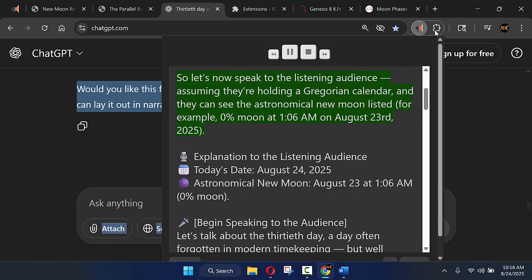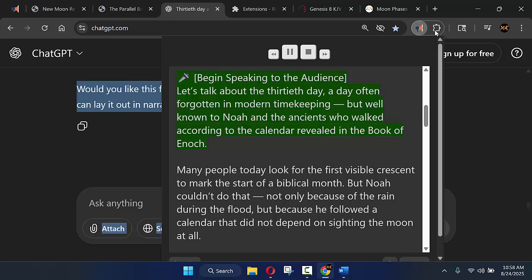So let's now speak to the listening audience, assuming they're holding a Gregorian calendar, and they can see the astronomical new moon listed, for example, 0% moon at 1:06 a.m. on August 23, 2025. Explanation to the listening audience: today's date, August 24, 2025. Astronomical new moon, August 23 at 1:06 a.m., 0% moon. Begin speaking to the audience.